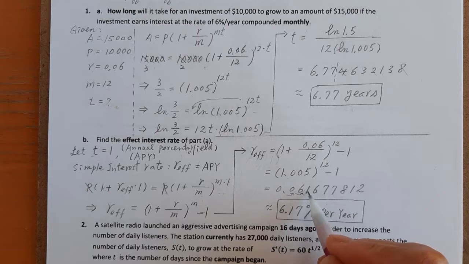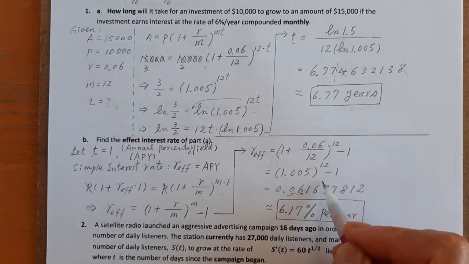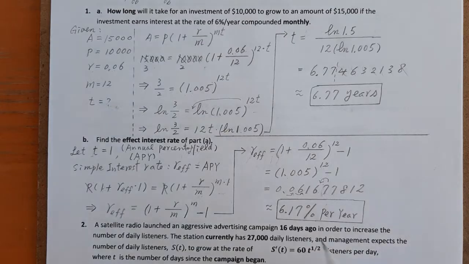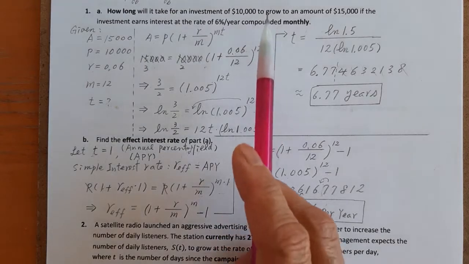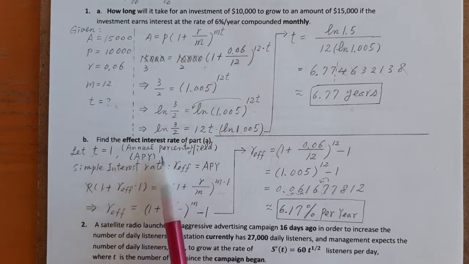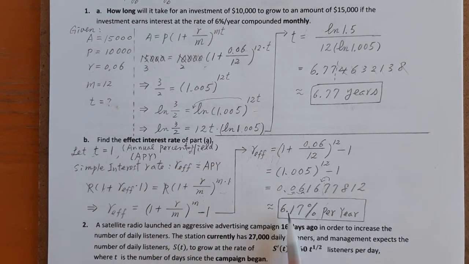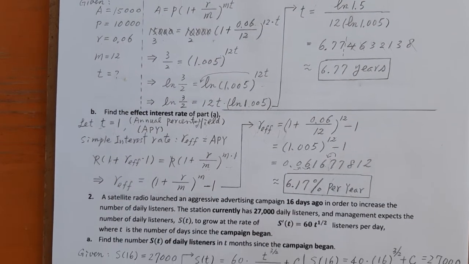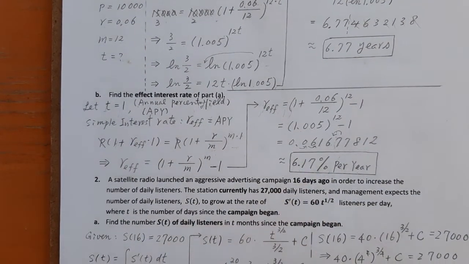Then to transfer to percent, move the decimal point to the right 2 positions. We get 6.167, and this 7 rounds up. We get 6.17% per year. So if 6% is compounded monthly, the annual percentage yield is 6.17% per year. This is the simple interest rate.